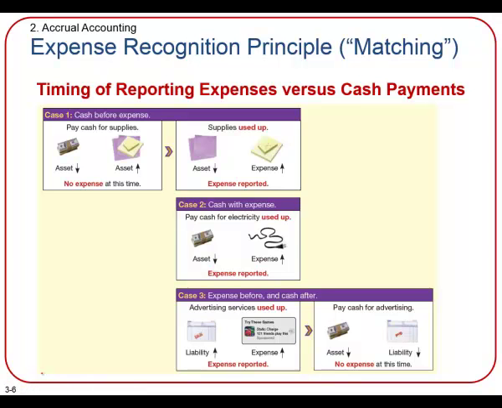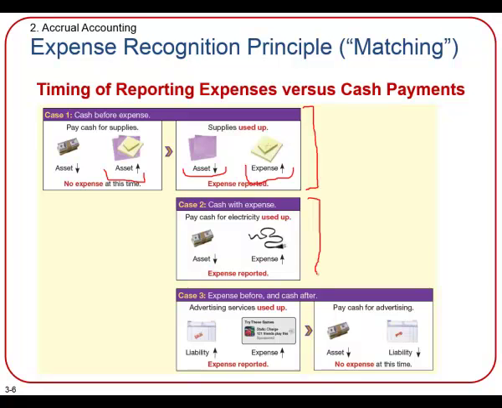Let's recap. When talking about expenses and the recognition of those expenses, we have three cases. The first one, case one, cash comes before the expense. In this case, our asset cash goes down, and whatever we bought, the supplies, for example, that asset would increase. And then when we actually use those supplies, we decrease the asset as we use them and move it to an expense.